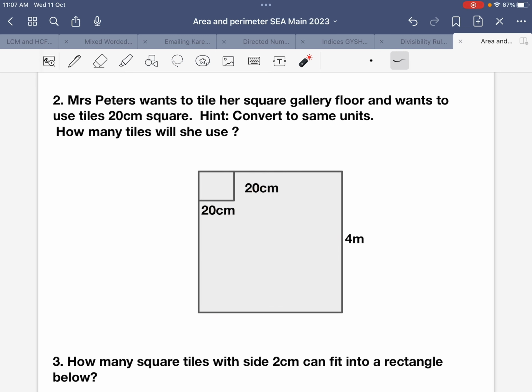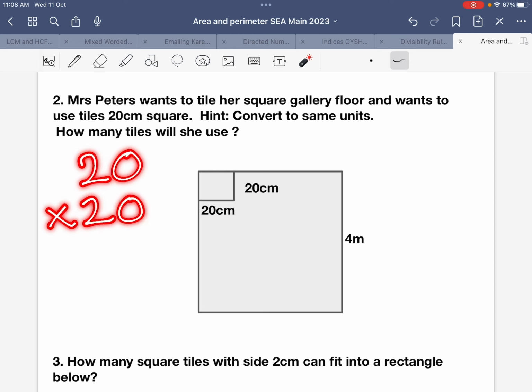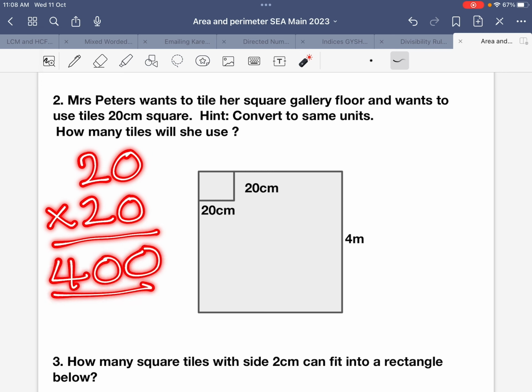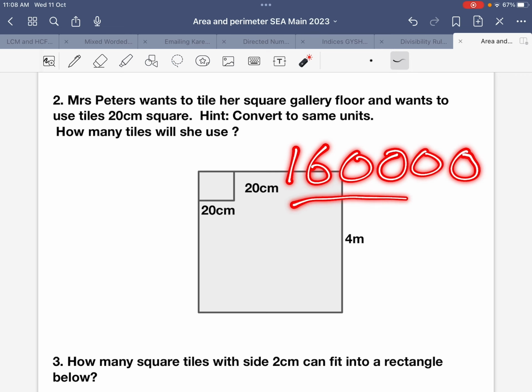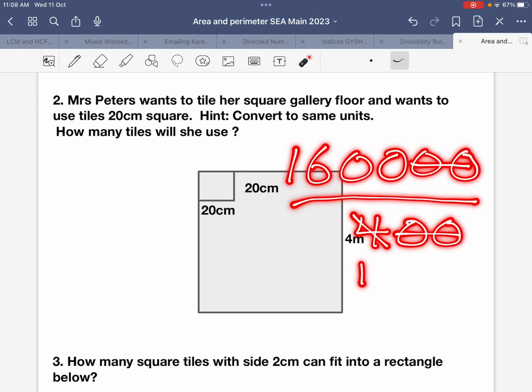So what is the area of one of the tiles? 20 times 20, and that will give us 400 centimeters squared. So we basically need to divide the area of the floor by the area of a tile. So we can cancel 2 of the zeros below with 2 of the zeros on top. 4 into 4 is 1. 4 into 16 is 4. So your answer is 400 tiles.